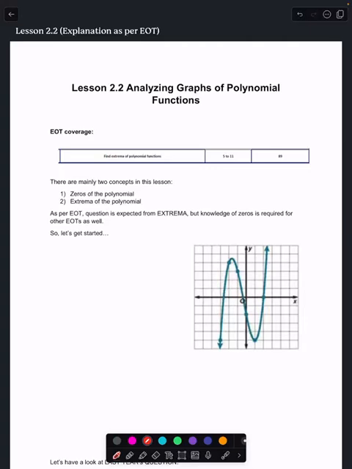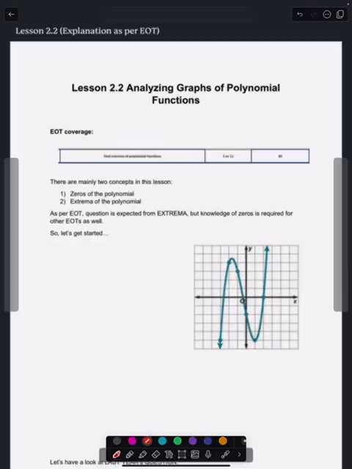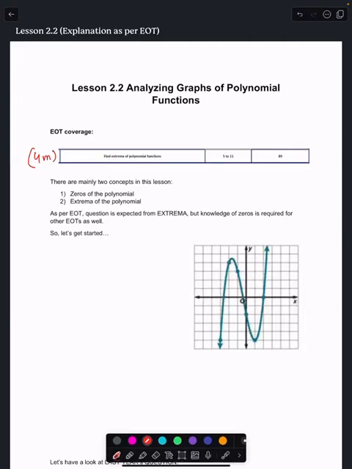Hello everyone. So let's go to another objective, which is from the EOT, a 4-mark question, simple and direct it can be. It's from lesson 2.2 and it says find the extrema of a polynomial function.